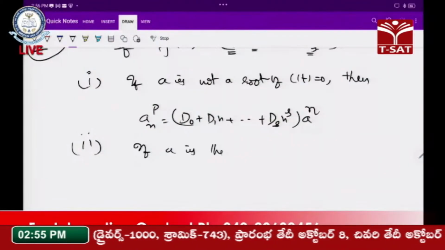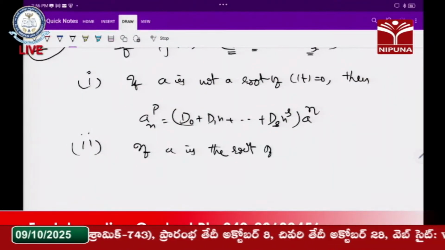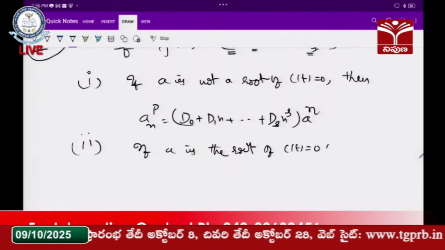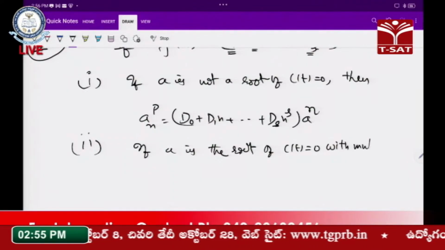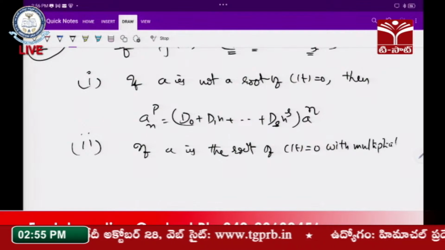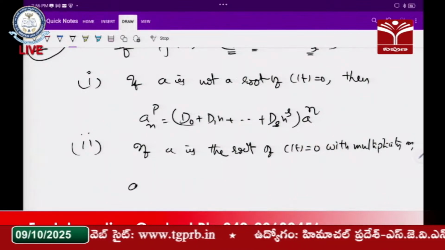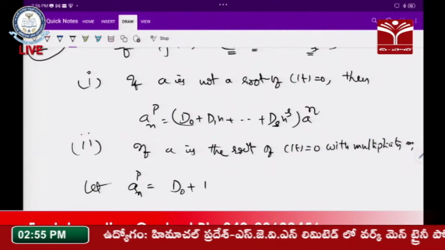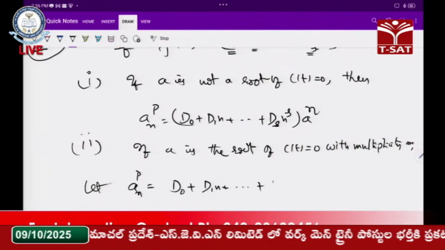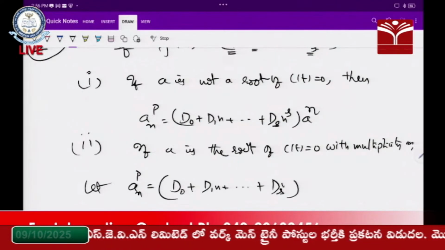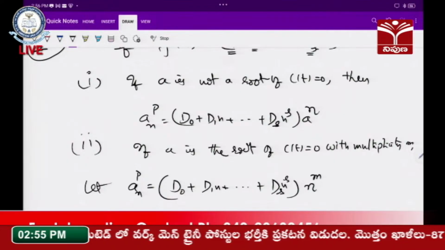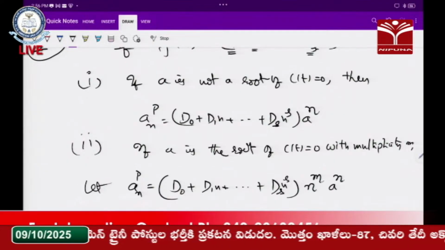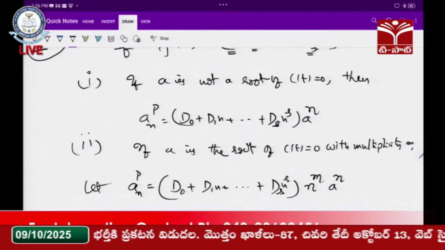Another case, same logic. If a is a root of the characteristic equation c of t equal to 0 with multiplicity m, then the assumption for a n p is the same as before: the undetermined coefficients D naught to Ds n to the power of s, and n power m is the extra term, times a to the power of n. Now, these two are the cases that occur here.